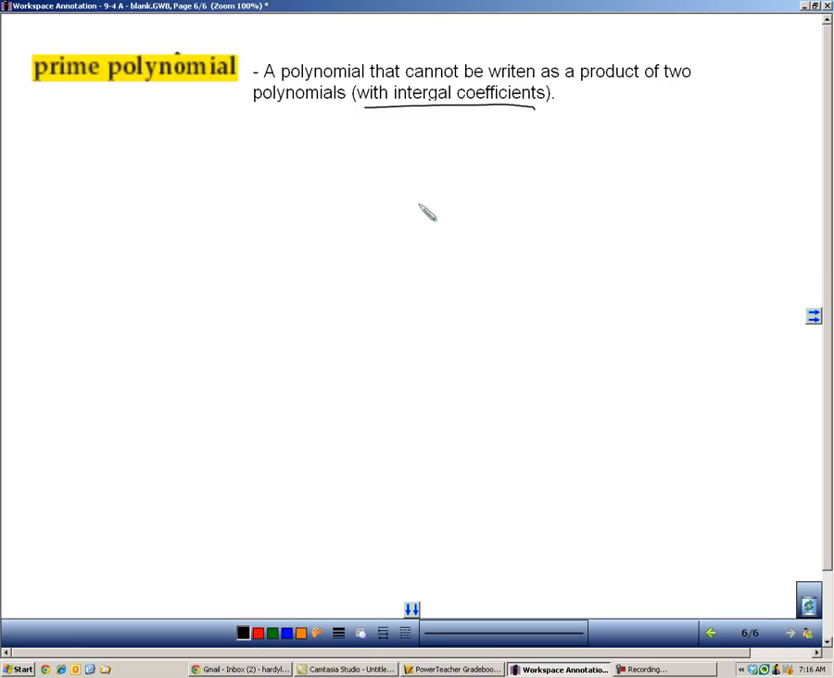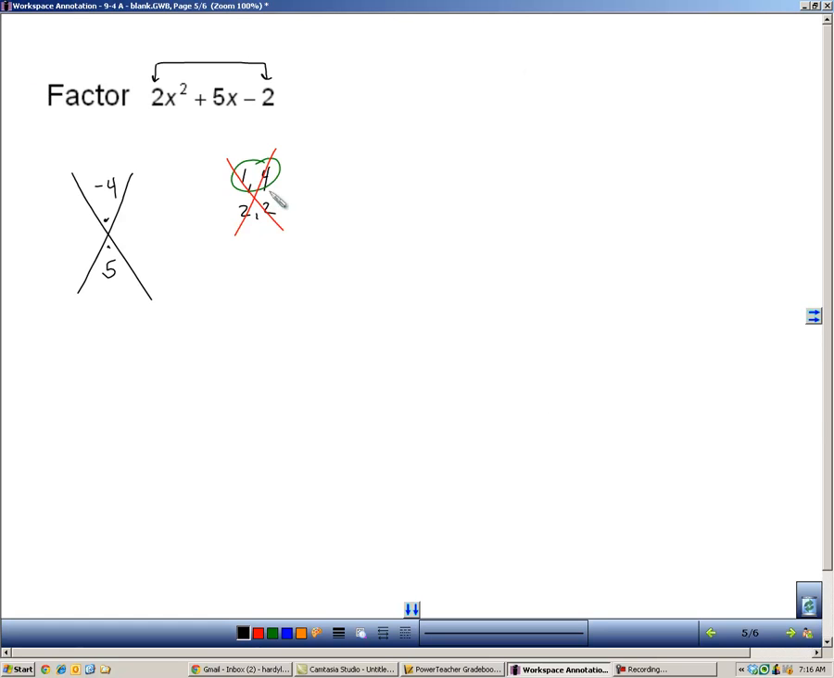For our purposes, we're going to understand that we cannot factor this polynomial because it doesn't have the correct factors to do it. If you ever have a polynomial that won't factor this way, all you have to do is write prime.